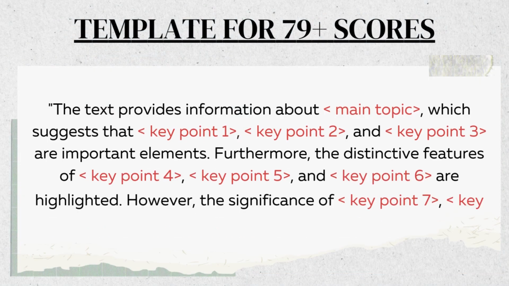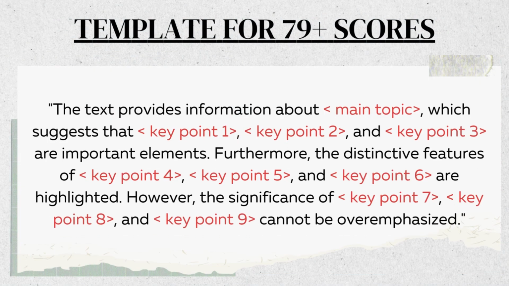For achieving a score of 79+ in the PTE Summarize Written Text task, using a structured template can greatly enhance your response. The template helps you present the main ideas with clarity and complexity essential for scoring high. Here's a suggested format. The text provides information about main topic, which suggests that key point 1, key point 2, and key point 3 are important elements. Furthermore, the distinctive features of key point 4, key point 5, and key point 6 are highlighted. However, the significance of key point 7, key point 8, and key point 9 cannot be overemphasized.